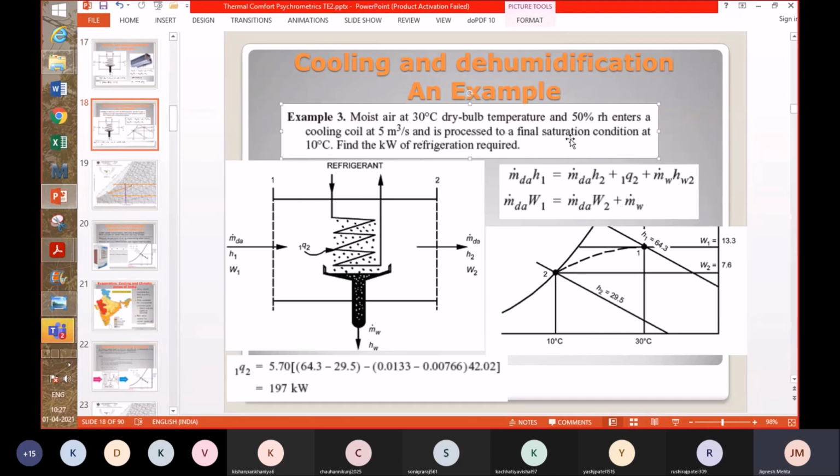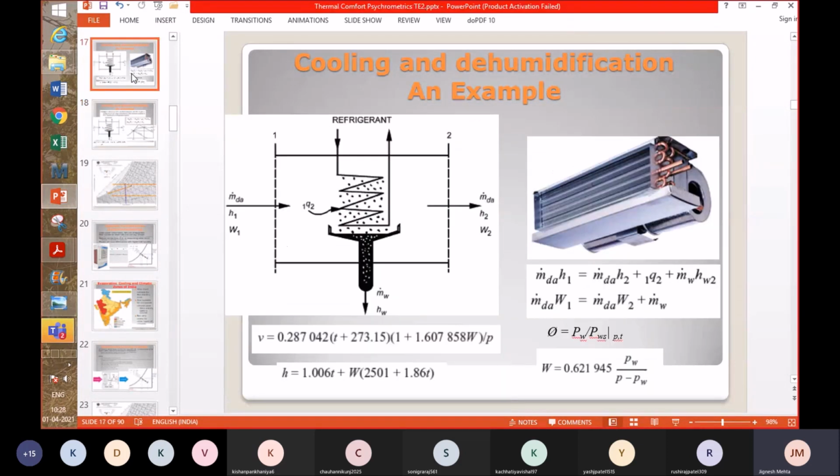So what is written is moist air at 30 degrees Celsius dry bulb temperature and 50% RH enters a cooling coil at this rate. It means that it is the condition or the flow rate of this, the written air condition, this one. So you should refer to the condition for 1. So when you get the specific volume, you should get it for the 30 degrees Celsius condition.